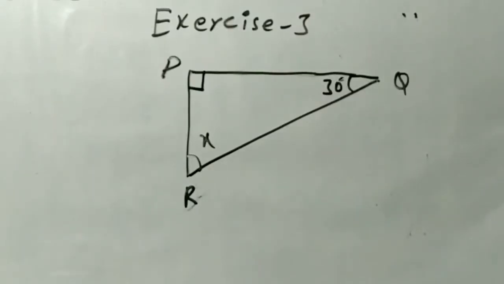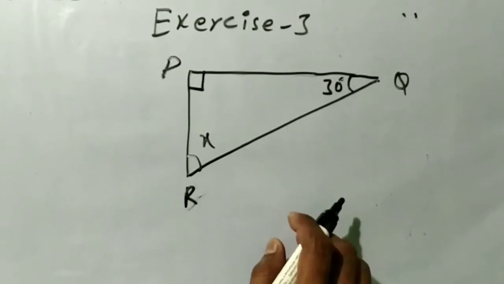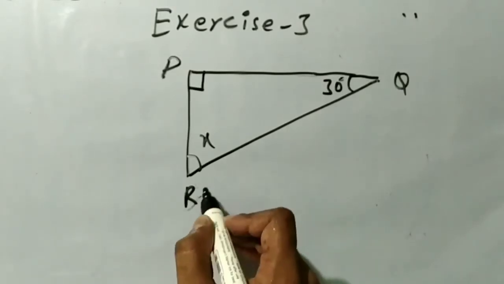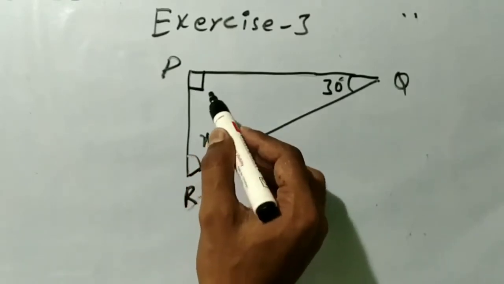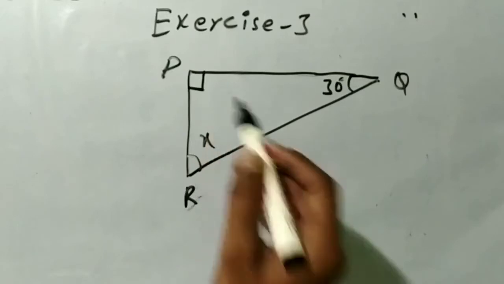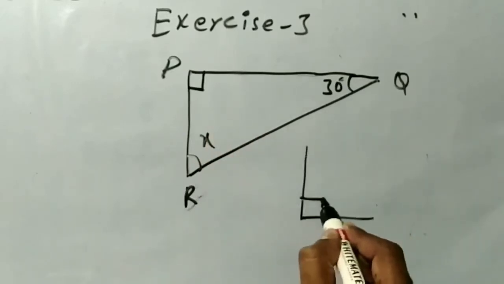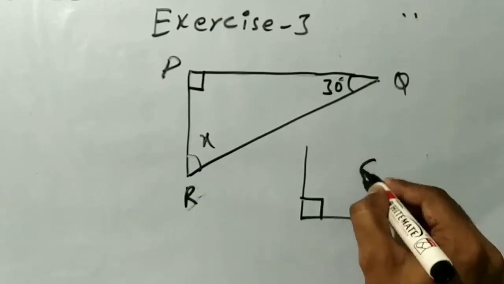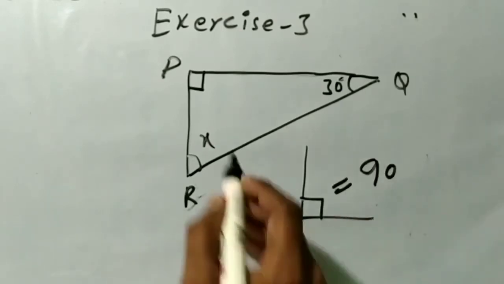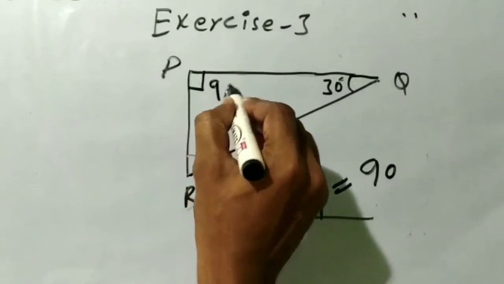Exercise 3, first bit, second problem. We are finding the unknown angle in the triangle. Here x is the unknown angle, and the angle is not given, but the symbol is given. This symbol indicates a right angle, that is nothing but 90 degrees. So indirectly it's saying that it's 90 degrees.